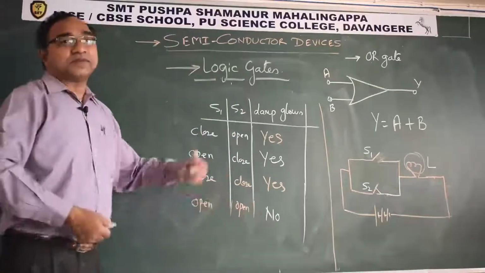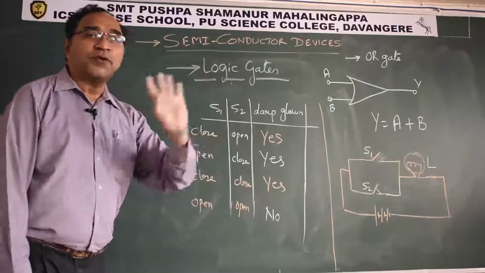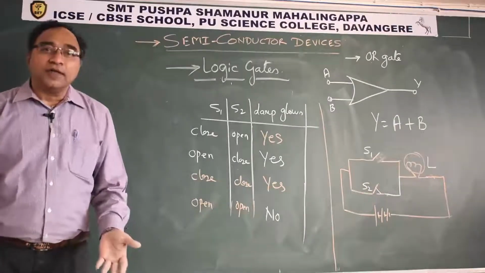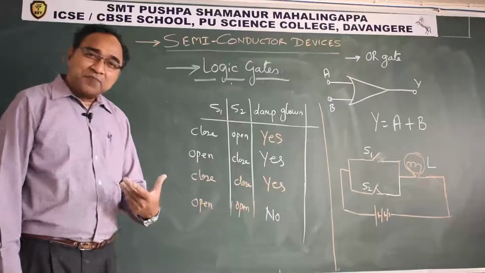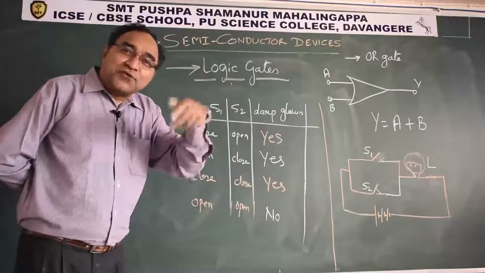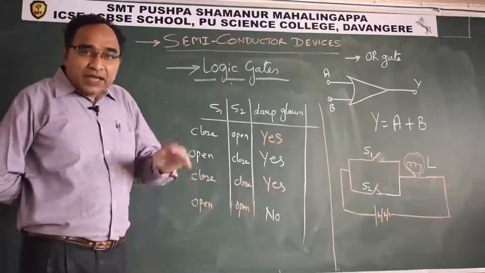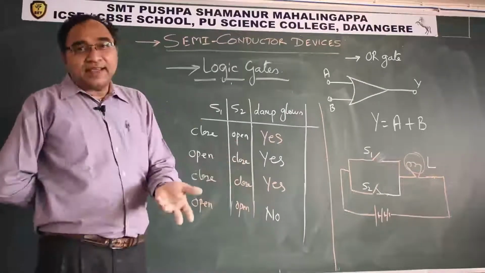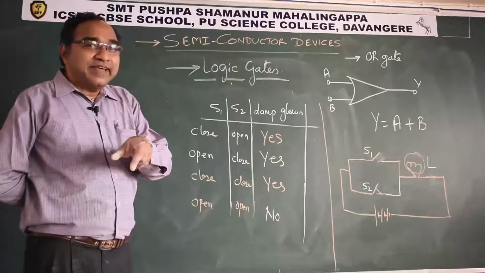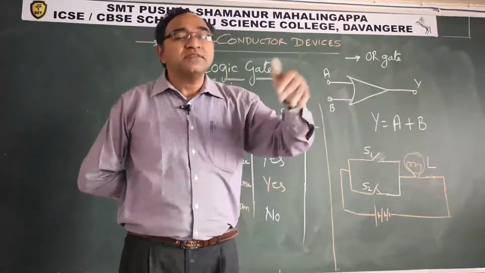Now analyze the situation. Any one of the two is closed, lamp is glowing. Any one, this is what is OR. So convert this into a statement. If either S1 or S2 is closed, lamp glows. If both of them are closed, definitely it glows. There is no logic there. But the logic happens when one of the two is closed. See, if one of the two switches is closed, lamp glows. This is logic.